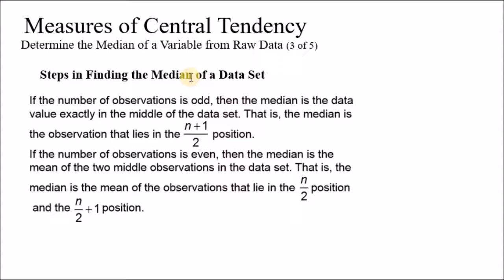This is just a little bit fancy for saying just pick the middle number if the number of observations was an odd number. If the number of observations was an even number, then the median is the mean of the two middle observations in the data set. That is, the median is the mean of the observations that lie in the n divided by 2 position and n divided by 2 plus 1 position. In other words, you can just pick the two middle numbers and then add them together and divide them by 2 to find the median of your data.